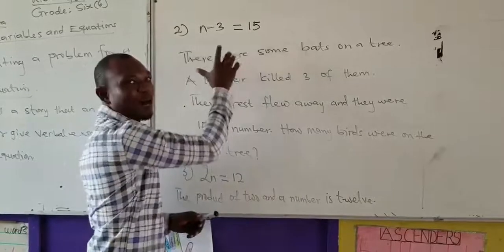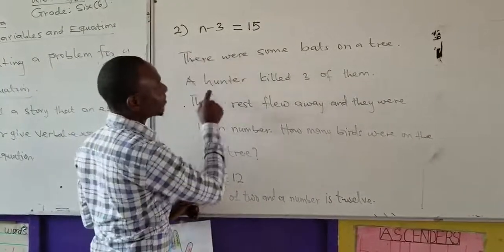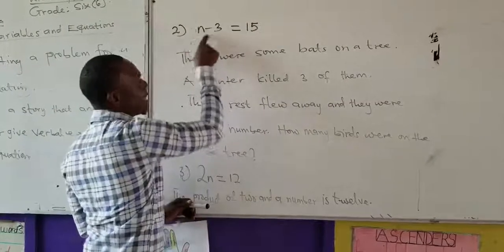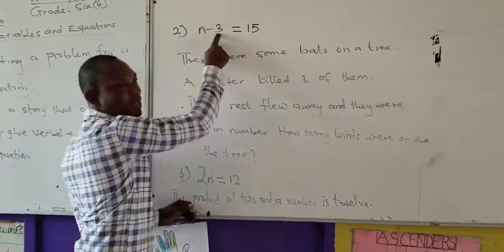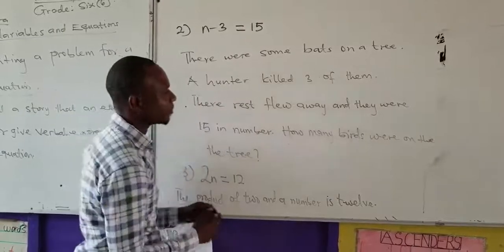This is an equation. I have formed a story out of this equation. There were some bats on a tree. A hunter killed 3 of them. The 3 of them is the minus. Taking 3 out of it, he has killed 3 of them.